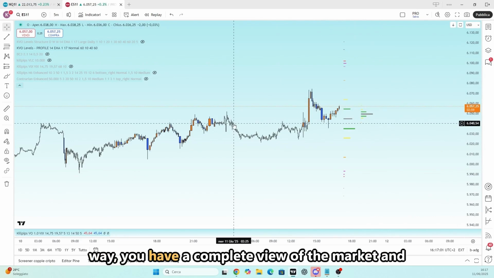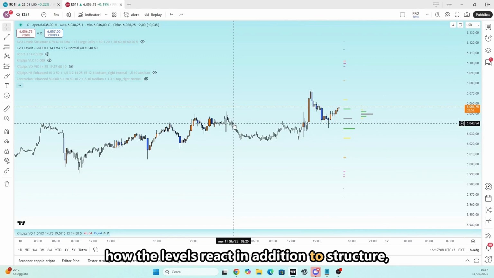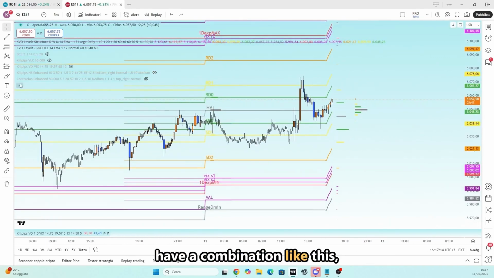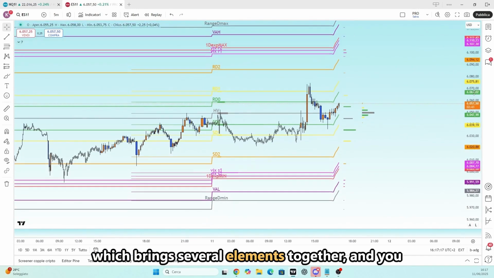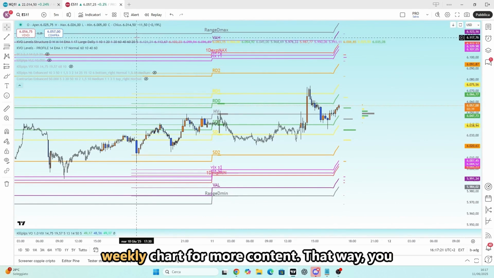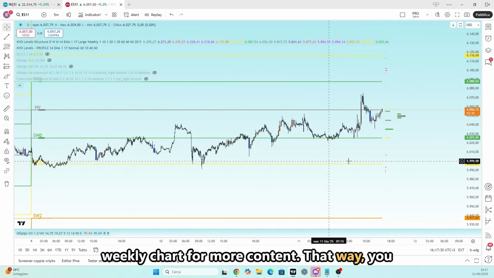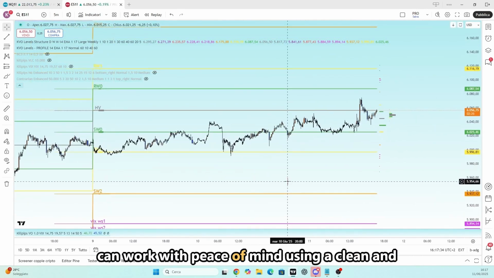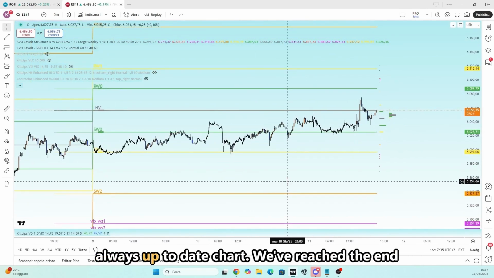This way, you have a complete view of the market and how the levels react, in addition to structure, which is this here. So together you have a combination like this, which brings several elements together, and you could even add some additional structure on the weekly chart for more context. That way, you have both the daily and weekly levels, and you can work with peace of mind using a clean and always up-to-date chart.